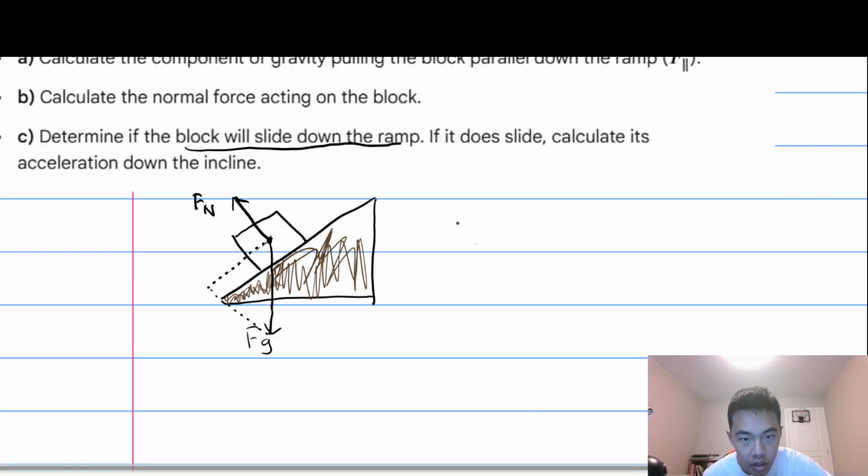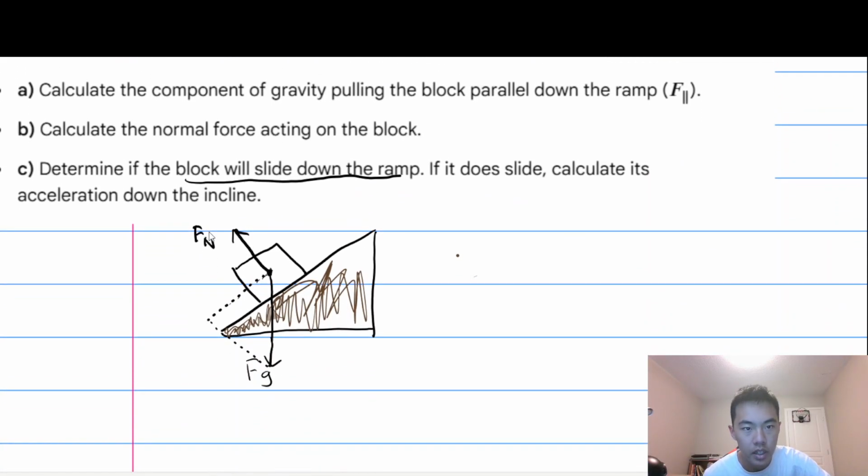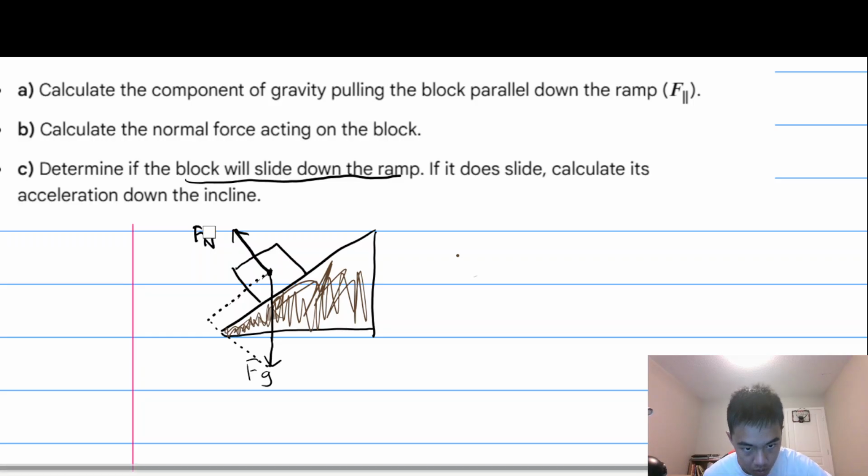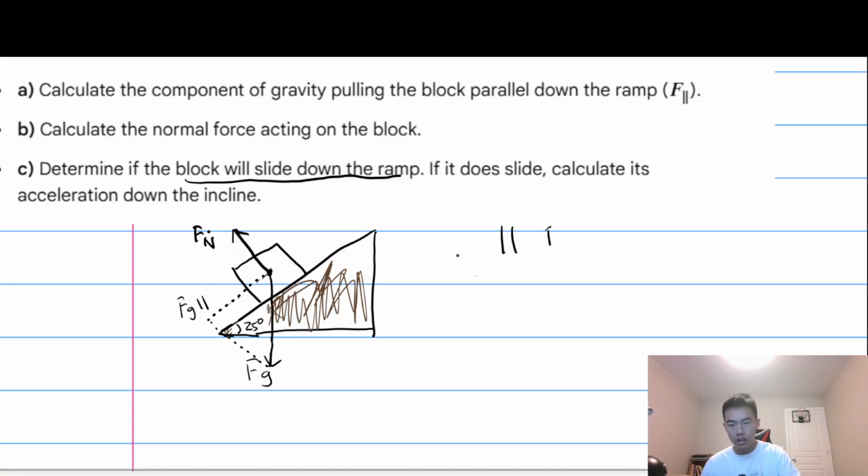And how much was this angle? This angle was 25 degrees above the horizontal. Okay. 25 degrees. And so these dotted lines I have drawn here, this is the force of gravity parallel. This is parallel, because you can see they're two parallel lines. This is perpendicular, because you can see they're two perpendicular lines.